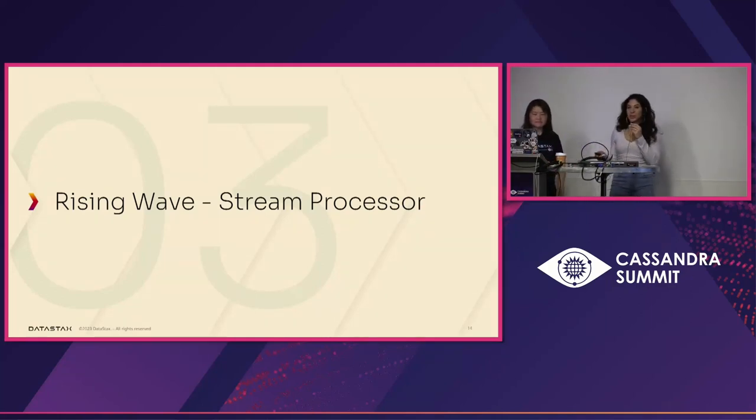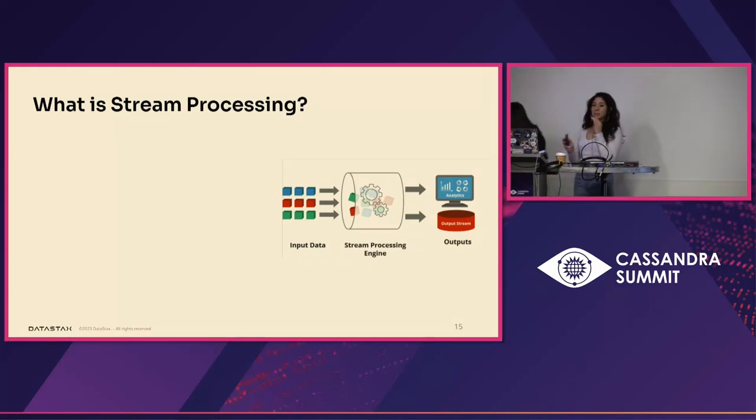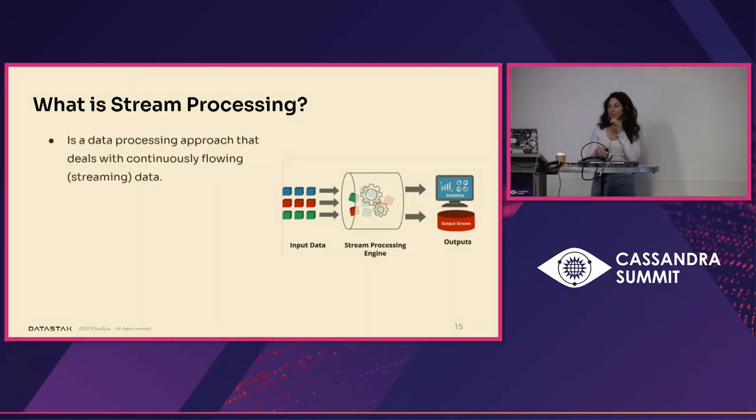Okay, so I'm going to talk a little bit about RisingWave. This does assume that you know something about streaming in general, streaming data versus batch and things like that. So stream processing is a data processing approach that deals with continuously flowing streaming data. If you're familiar with streaming systems like Kafka or Pulsar or Kinesis, as events happen, you are bringing them into the system. Stream processing allows you to run queries and processing and transformations on the data as you're bringing it in, before you even store it. So that's the basic high level of what stream processing is.